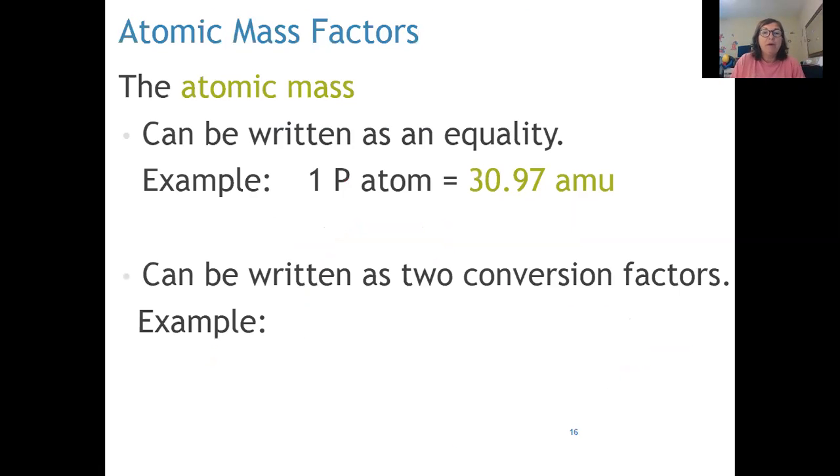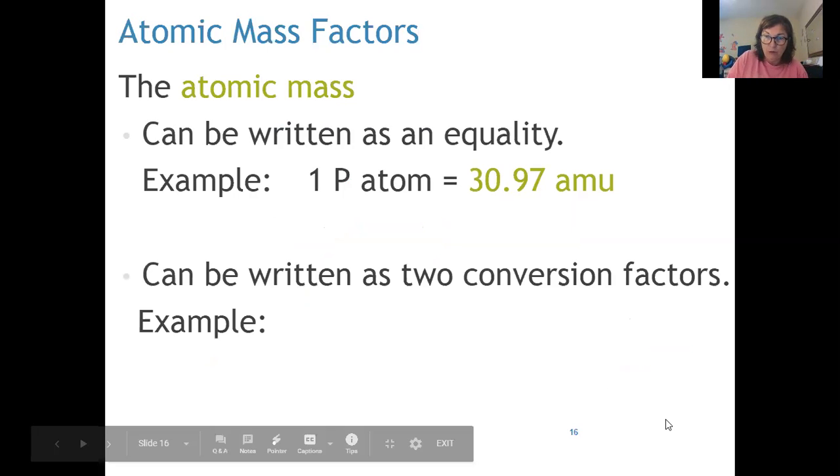Now, atomic mass factors, I don't know if I'd call it that, but basically it's just like what you did with the mole and the particles. So in order to look at the atomic mass, we know the atomic mass of one phosphorus atom is 30.97 AMUs, okay? So we're going to be looking at them like this. And let me go back to the other one real quick, going back and forth here.